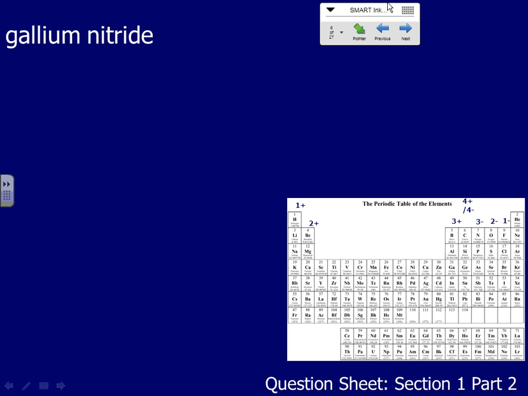It's right there, by the way, if you're wondering where gallium is. It's right there.